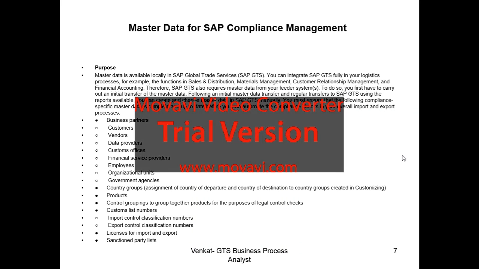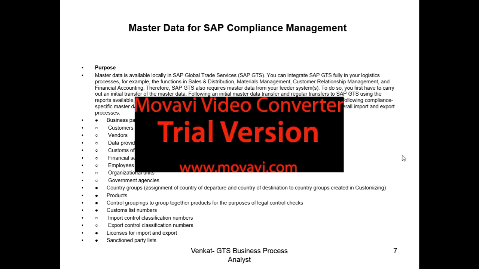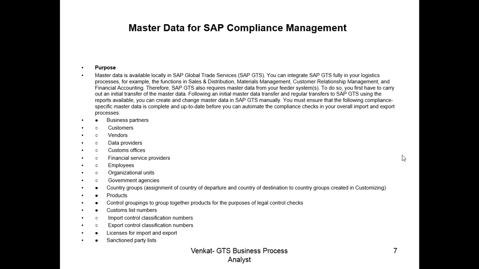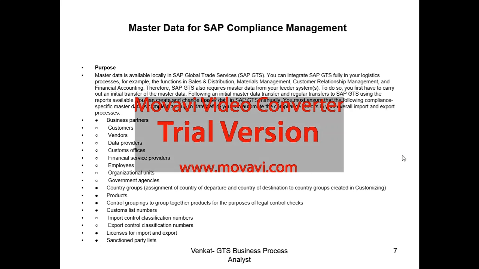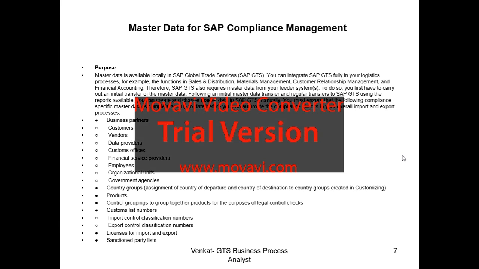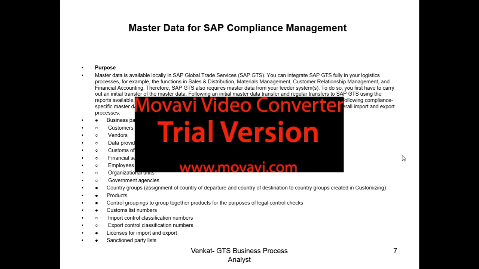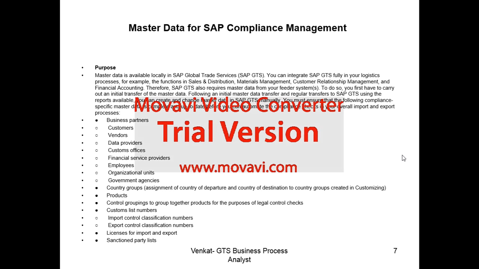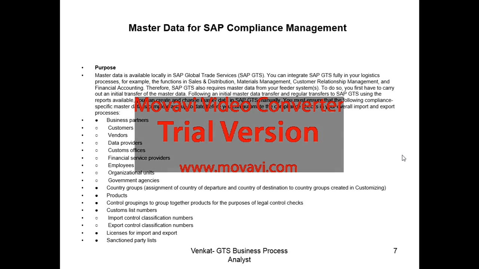Usually, as part of sanction party list screening, we are screening our customers, our vendors, our employees, our banks, or our financial service providers. So whoever is going to participate in the business, we need to screen, right? Against whom do we need to screen?